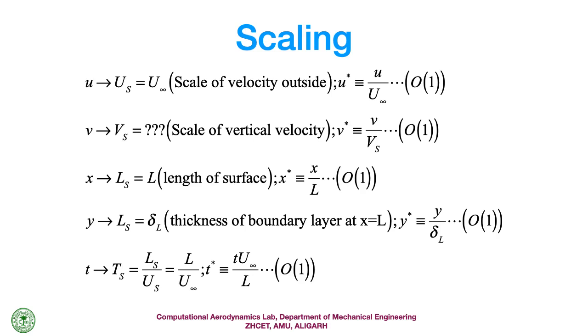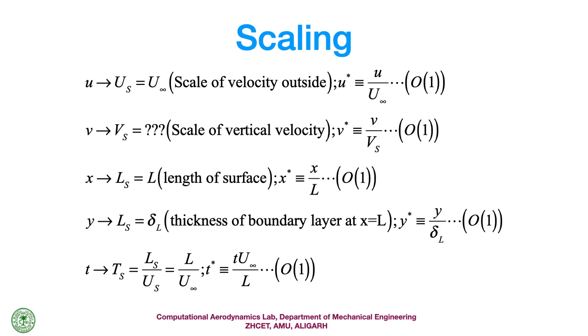Now, we do not know what will be the velocity. We know that the streamwise velocity outside the boundary layer is u infinity, which we already know. But Prandtl decided to use a different scale for the vertical velocity. He said that the magnitude of the vertical velocity present in this kind of flow, in the boundary layer flow, is very small.